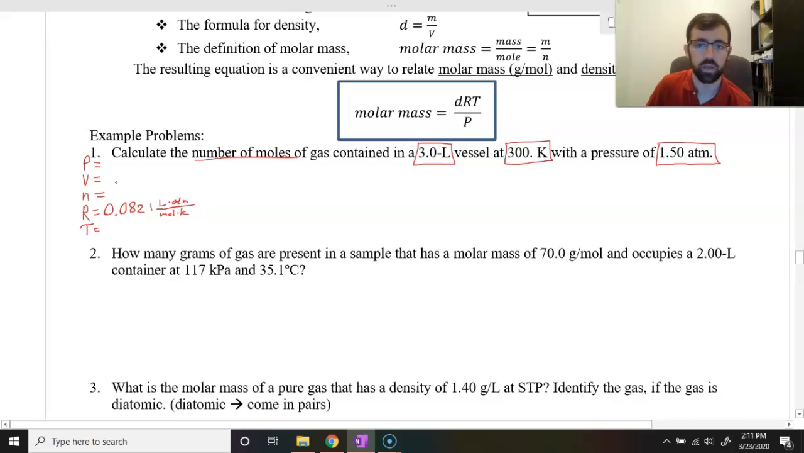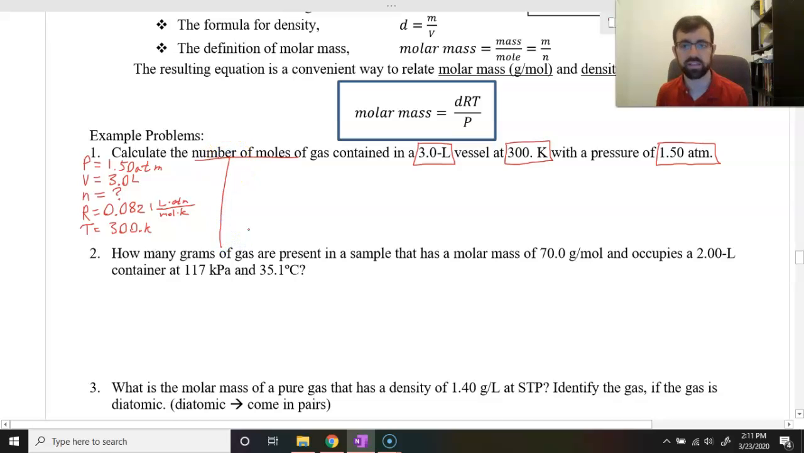Gas law constant. Pressure was given to us: 1.5 atm. Volume is 3.0 liters. The number of moles is what I'm looking for. I don't know it yet. And the temperature is 300 Kelvin. That decimal at the end is not a typo. Remember, it tells us that we have 3 significant figures.